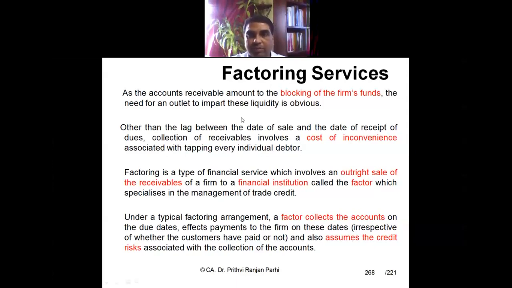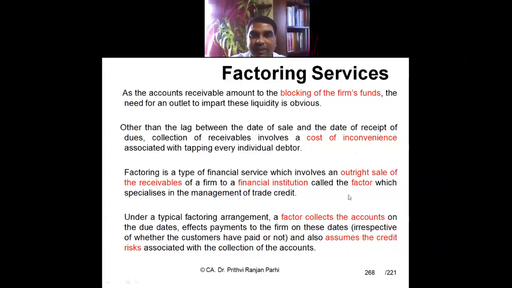So many companies avail these factoring services because otherwise the funds are blocked. The company can get immediate cash by selling these receivables to the factor. That is the advantage of factoring.